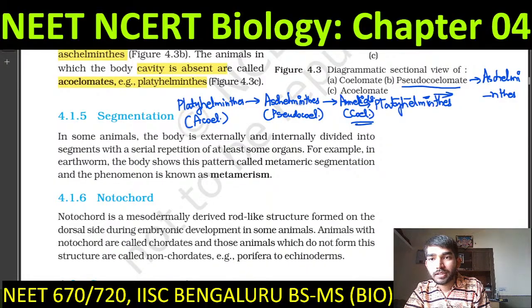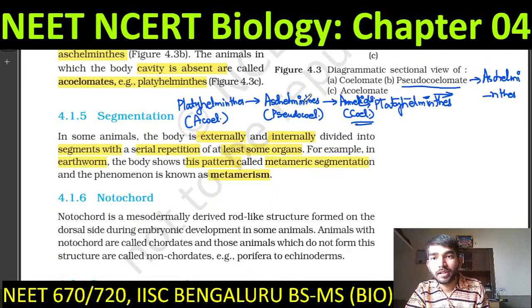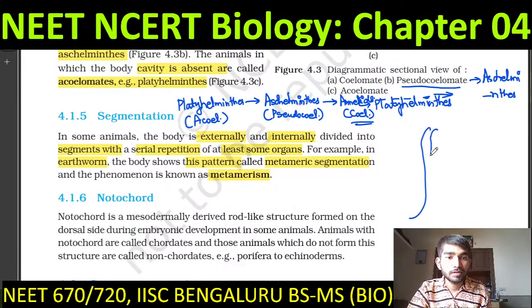Next is segmentation, very small part, but again a question can be asked on this metamerism concept. So in some animals, the body is externally and internally, very important, segmented both from outside and inside, divided into segments with a serial repetition at least of some organs. For example, in earthworm, the body shows this pattern called metameric segmentation, and the phenomenon is called metamerism. So, if you study the structure of earthworms, which belongs to annelids, you will see this kind of segments, which is repeated serially, both internally and externally.